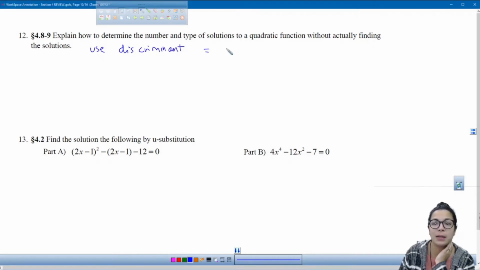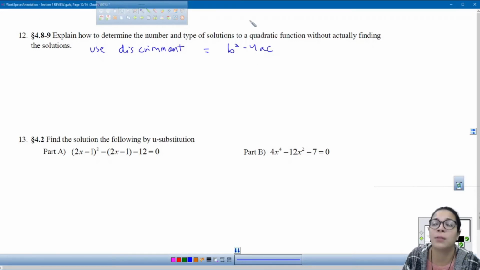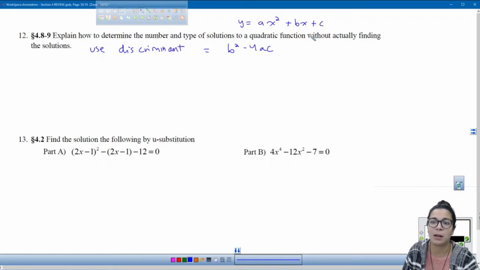Remember, the discriminant is b squared minus 4ac. It's what's under the radical of the quadratic formula, right? So this a, b, and c are referencing the standard form of the quadratic function, right? A, b, and c are the coefficients and the constant c of the quadratic function.